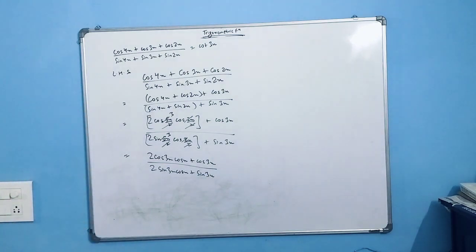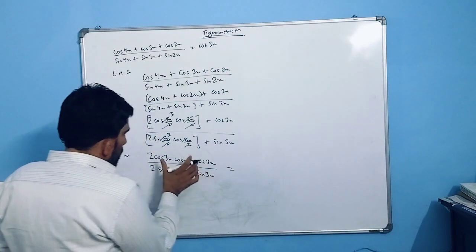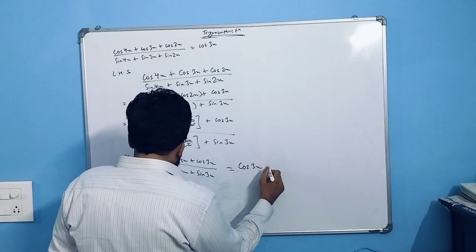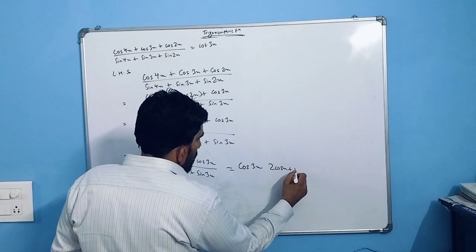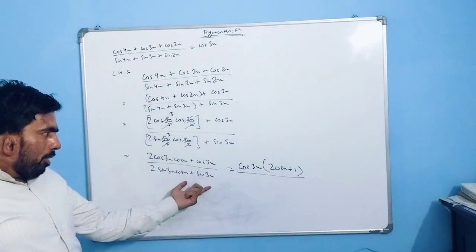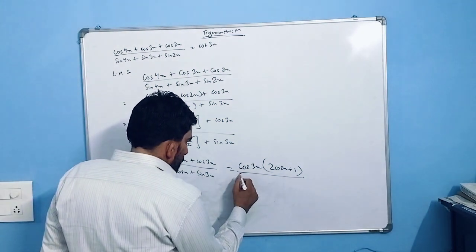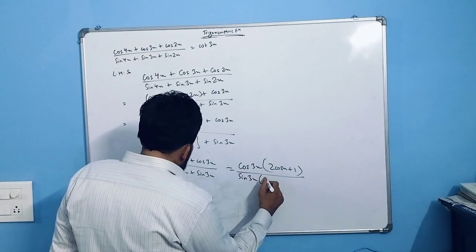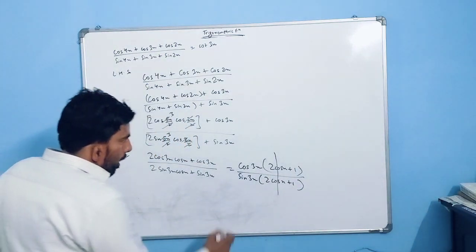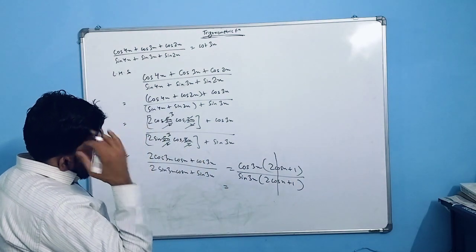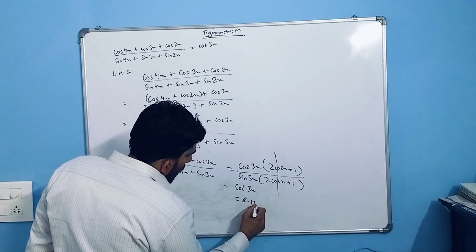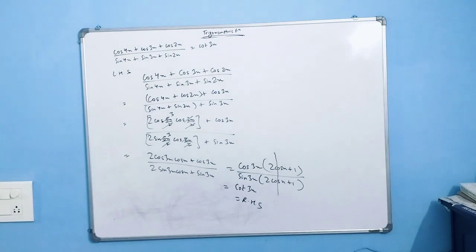Now what we can do is take cos 3x common from the numerator. What is left is 2 cos x plus 1. Similarly, we can take sin 3x common from the denominator. What is left is 2 cos x plus 1. They are reduced. Now we are left with cos 3x upon sin 3x, that is cot 3x, which is required in the RHS. So finally, we have solved it.